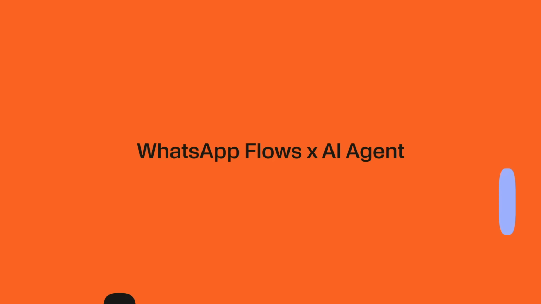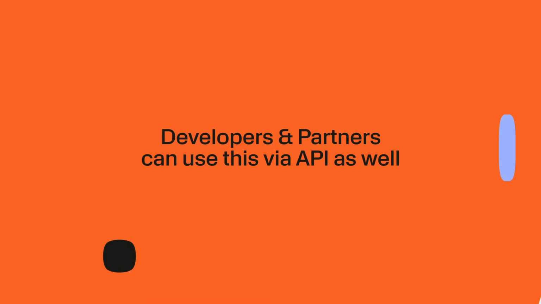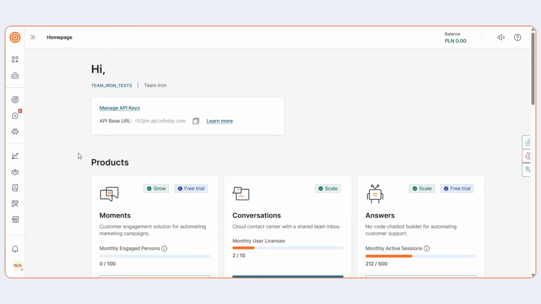To build WhatsApp flows with AI Agent, you can use our portal to embed it fully into your systems. We are the first to bring this capability to the market, so let's check out how to go live with your WhatsApp flows within minutes.